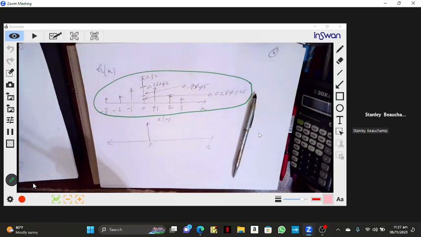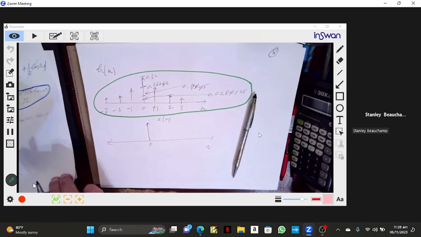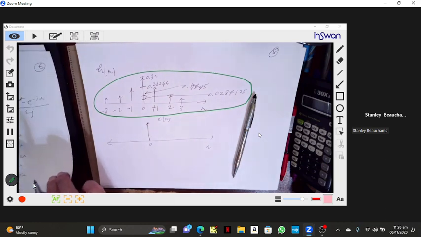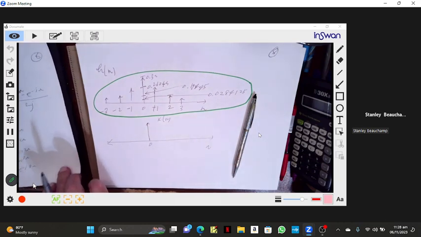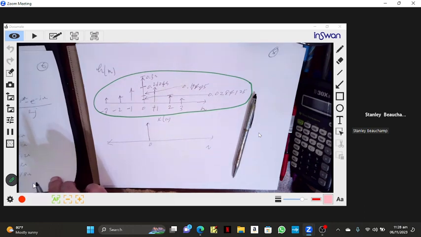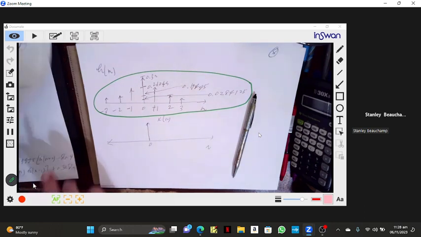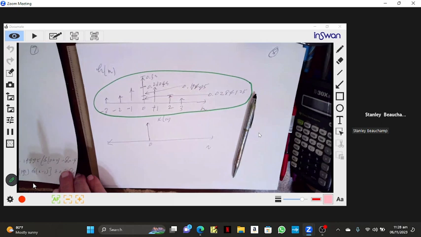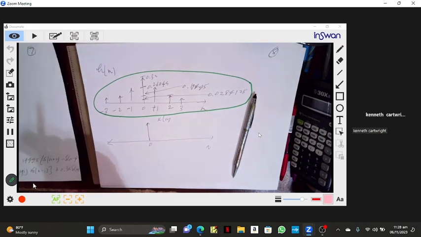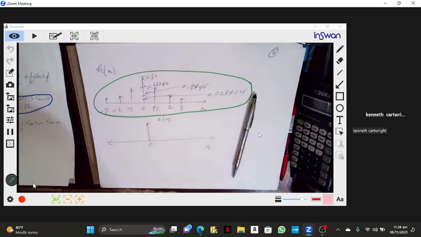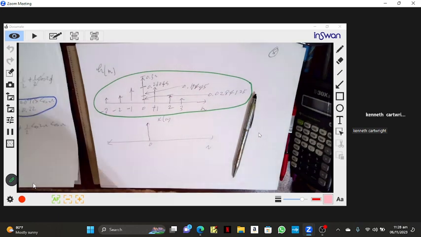So, Dr. Carter, I have a question. Yeah, go ahead. Did you choose that point because it is very similar, what you call it? Symmetrical? The h of n equals 0. H of n, that's what the math says.